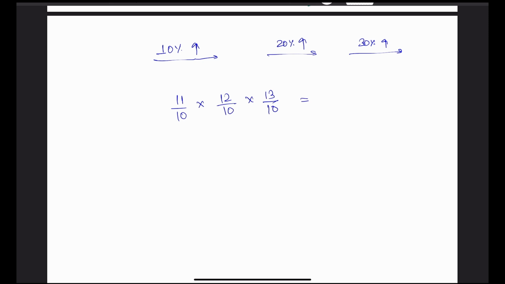If we multiply 11 into 12, it is 132. 132 into 13 gives 1716. So again 1.716. So how much is the increase? From 1 we reach 1.716, so 71.6% will be the increase. So no matter how you approach, eventually you are going to get the same answer.